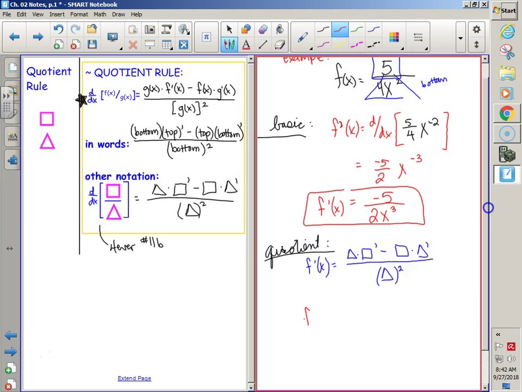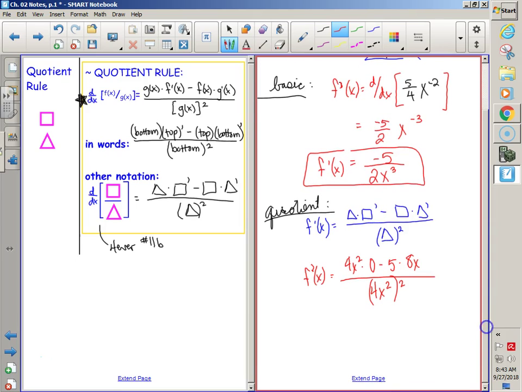Okay, so f prime of x is equal to bottom 4x squared d top, derivative of 5, minus top 5 d bottom. What's the derivative of 4x squared? All over 4x squared, squared. Who gets squared? The whole thing. That's why I'm having you put everything in parentheses. The whole thing gets squared. That's so much harder, I know.